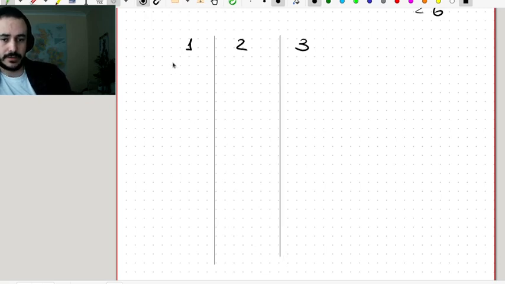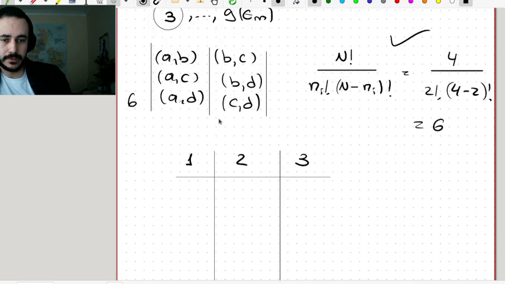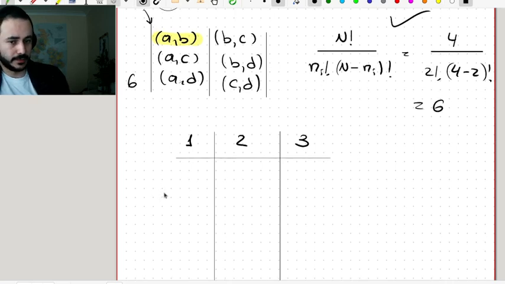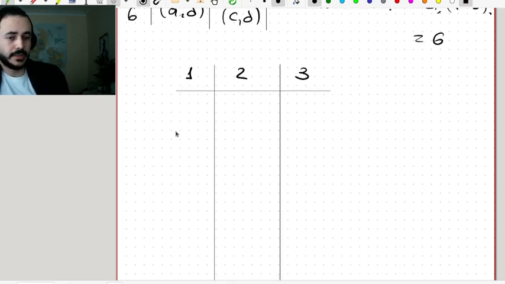Let's try to make a table like in the lecture notes. Okay, I will focus on the first choice. I know there are 6 of these possible choices, and I'm just going to focus on one of them, like the first one. If I choose AB, how can I arrange AB in these 3 boxes I have?